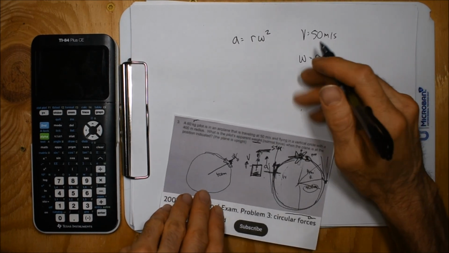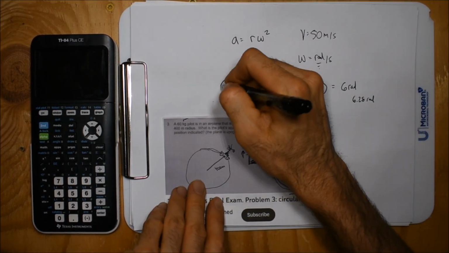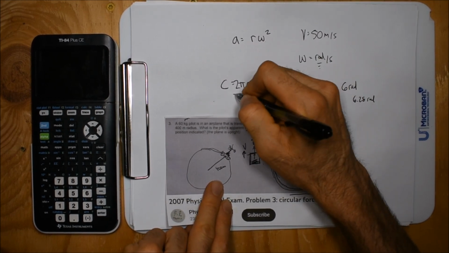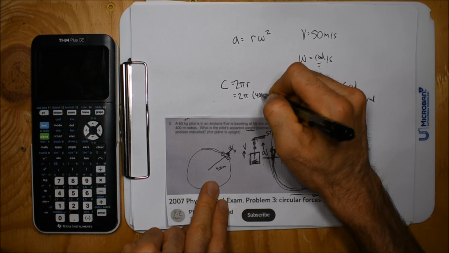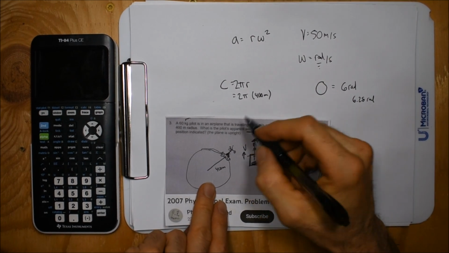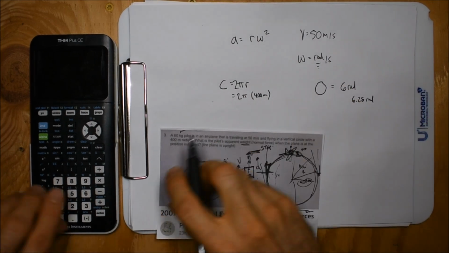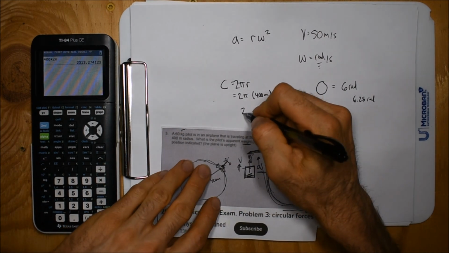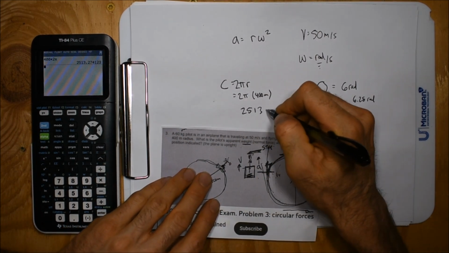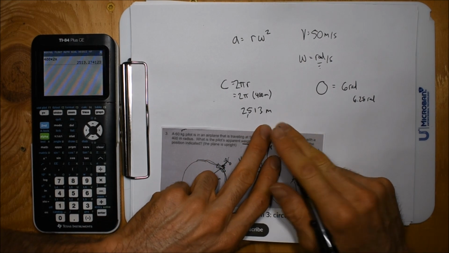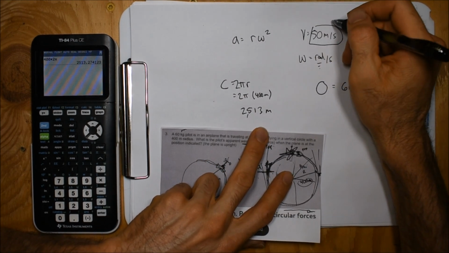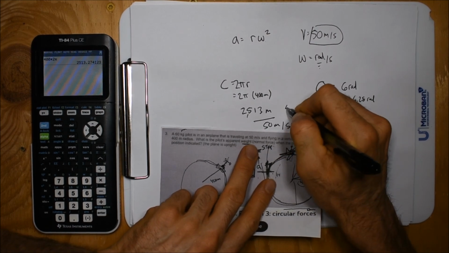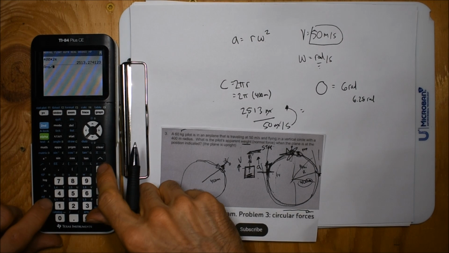I think we need the circumference of the circle. Circumference of the circle is 2 pi r, which is 2 pi times 400 meters. Okay, got it. Once we get the circumference, let's just do it. 400 times 2 pi, that's 2,513, and that's in meters, and we're going 50 meters per second. So let's just divide by 50 meters per second. Seconds go upstairs, meters cancel, so divide by 50.